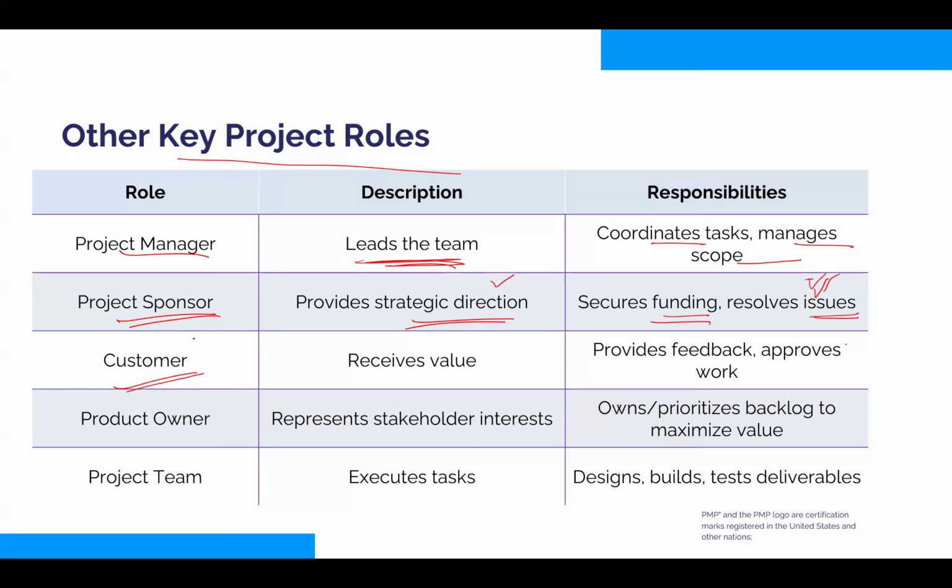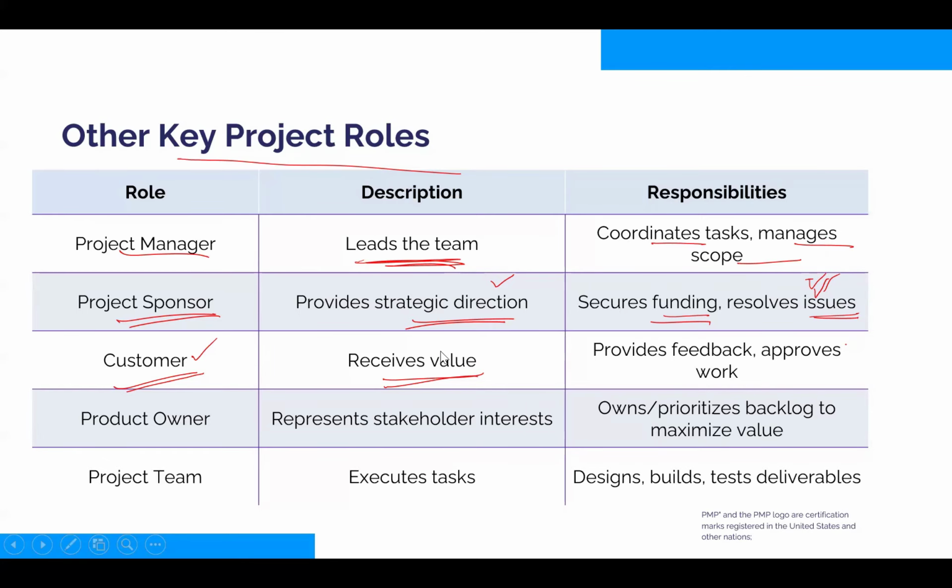There may be a customer. A project could be internal to the company or for an external customer, right? Both kinds of projects are there. Not always is a project for an external client. There are internal projects also. But there could be, definitely. So if there's a customer, what does this customer do? It receives value.